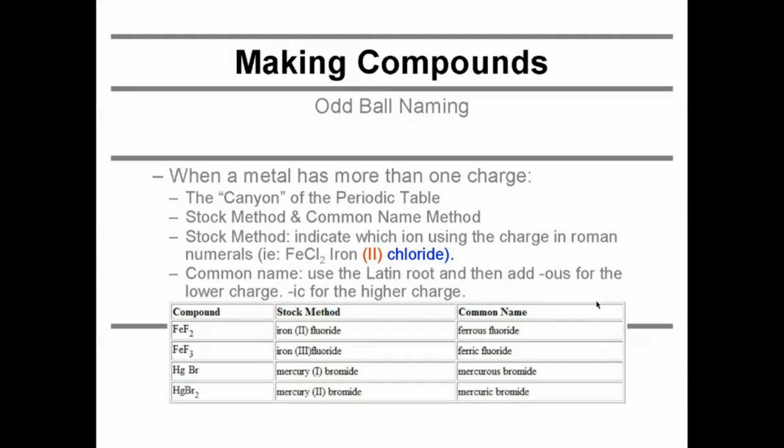Right? So I'm going to give you some compounds and some examples. Here's the stock method name. Here's the common name. Here's iron and fluorine reacting together with iron 2 and iron 3 fluoride, or ferrous fluoride and ferric fluoride. We did iron. Mercury is another one of those that can come in 2 valences, +1 or +2. So in this case, it's mercury 1 bromide or mercurous bromide. And this is mercury 2 bromide in the stock method, or mercuric bromide in this case.